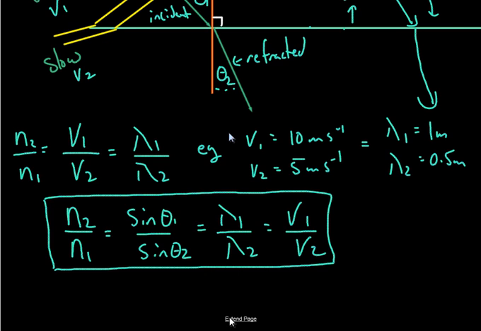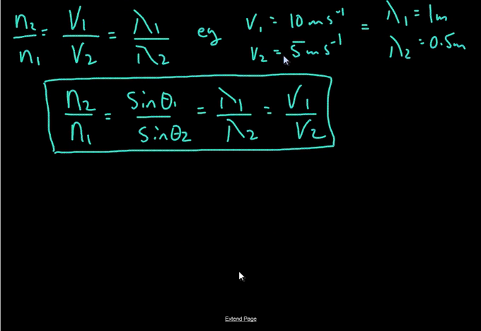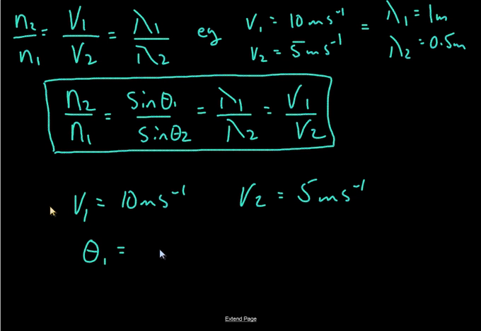Okay, so let's try a problem here. Let's go back to V1 and V2, and then let's talk about angle 1 and angle 2. So let's write one more water-related problem. Let's go back to our initial. Let's say V1 was 10 meters per second. V2 was 5 meters per second. Let's say that theta 1, the incident angle, was 35 degrees. Well, what would the refracted angle be in that scenario?